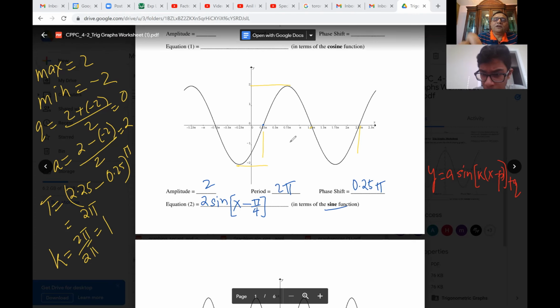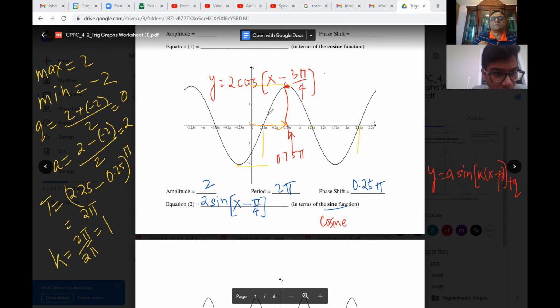Now, can you write down the cosine function for the same? So the cosine function has shifted 0.75 pi to the right, and therefore the equation will be 2 cos of x minus 3 pi by 4. 3 pi by 4, that's why I got this one. Perfect. So that's absolutely clear, right? Let's move on to the next graph now.